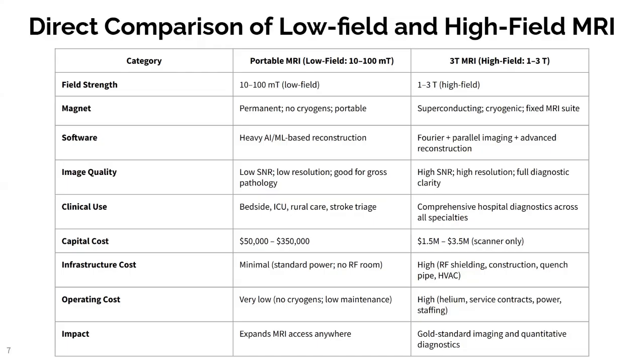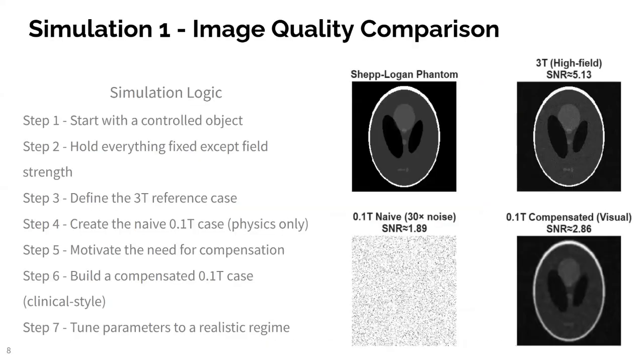The costs are also very different. Portable systems run about $50,000 to $350,000, while the 3T MRI scanners cost about $1.5 to $3.5 million, not including room construction, which is needed for a higher field system. The infrastructure and operating costs thus follow the same pattern. Overall, the portable MRI expands access to imaging, while 3 Tesla MRI provides the gold standard diagnostic quality needed in major hospitals. Next slide, please.